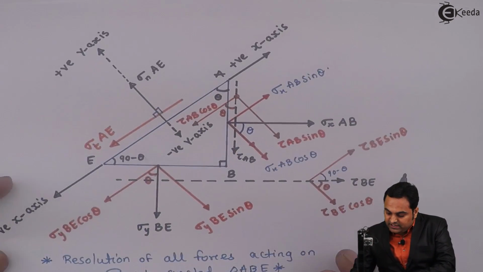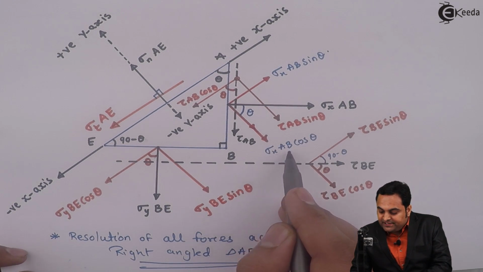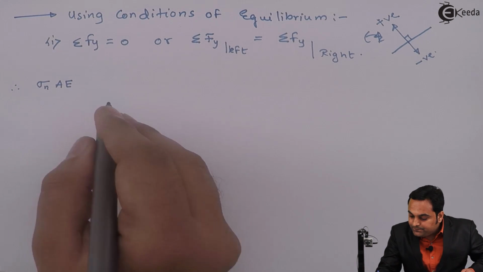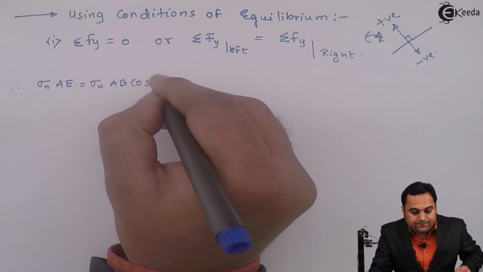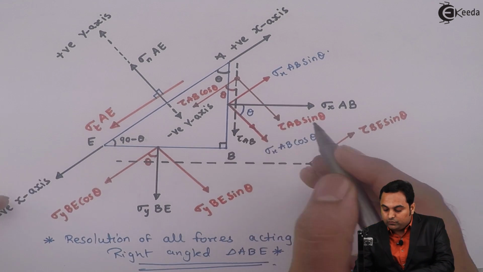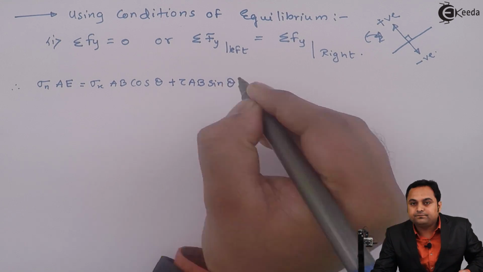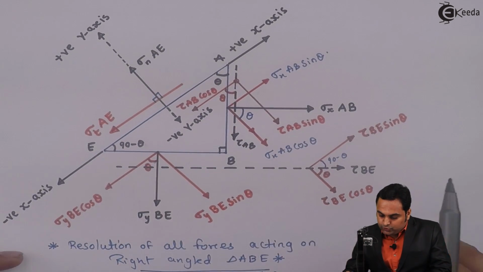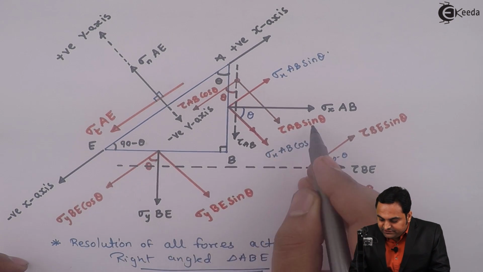For that, first on side AB, the component sigma x AB cos theta is perpendicular to the plane acting downward. So first I'll write this, sigma x AB cos theta. Next, here we even have tau AB sin theta acting downward. So plus tau AB sin theta. So now I have written tau AB sin theta. So on face AB, the two components which are perpendicular to the plane, I have written them.